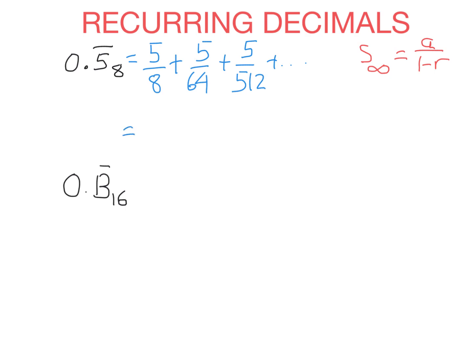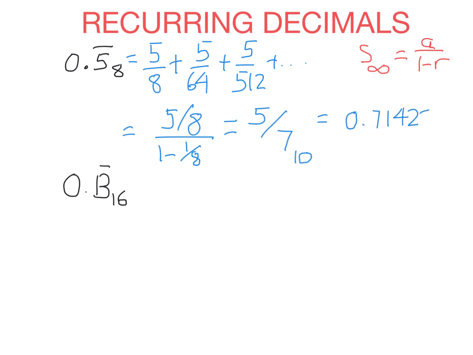So the sum of these infinitely many terms is simply the first term on top, and on the bottom is 1 minus r, which as I said is 1 over 8. So you can put that on your calculator, and you simply get 5 over 7. That's the fraction in base 10. And if you want to convert that to a recurring decimal in base 10, all you have to do is put that on your calculator. It's 0.714285, and this pattern recurring.